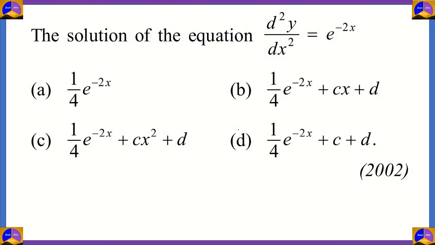And if you look at our options, you can see that option B, 1 by 4 e raised to minus 2x plus cx plus d, matches our answer. So for this question asked in 2002, the correct option is option B.